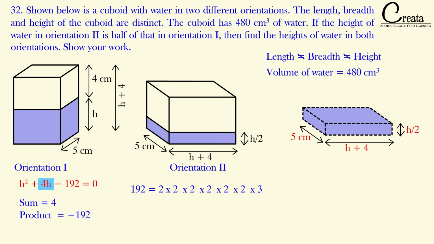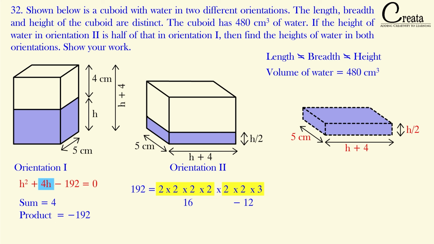Here we have to identify two numbers whose product should be minus 192 and whose addition should be plus 4. Those numbers will be 16 and minus 12. 2 into 2 into 2 into 2 is 16, and 2 into 2 into 3 is 12. 16 minus 12 is 4, and 16 into minus 12 is minus 192. You can use the hit and trial method: take different combinations and try them out. The numbers will be 16 and minus 12.